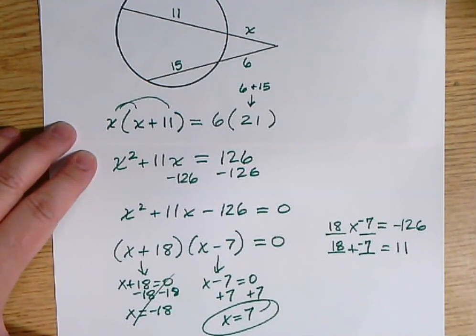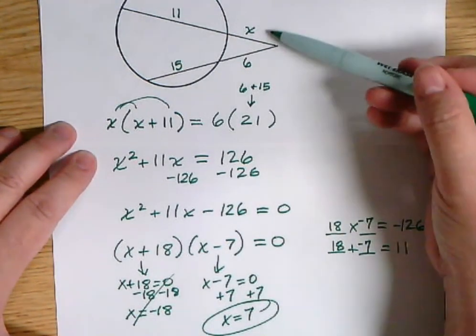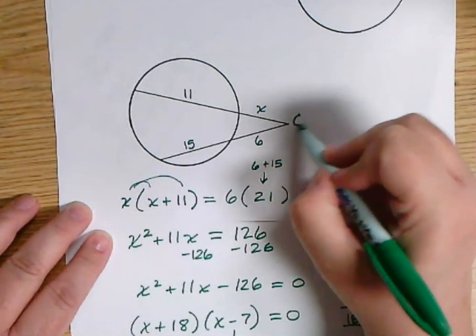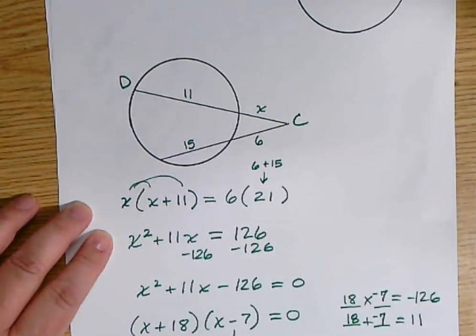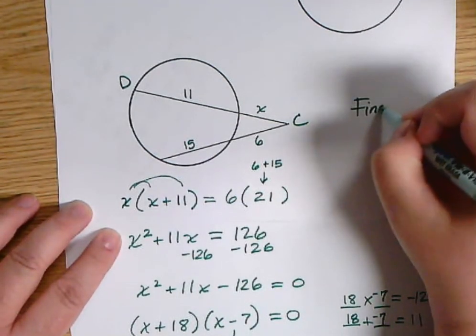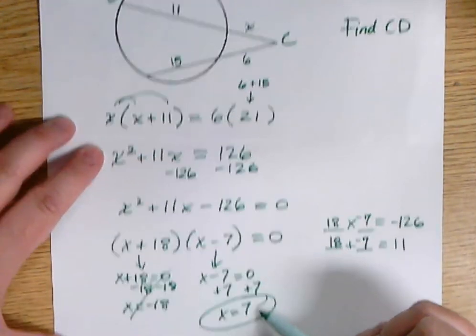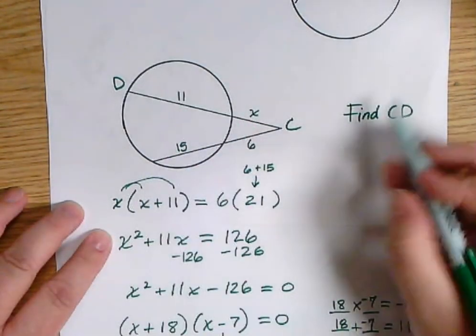Don't forget to go back and look and say, hey, did they ask me for just x? Or maybe did they ask me for this whole length? What if this was like CD and they wanted me to find CD? Okay, then I would take my 7 that I just found for x, and I would say 7 plus 11, that's 18.